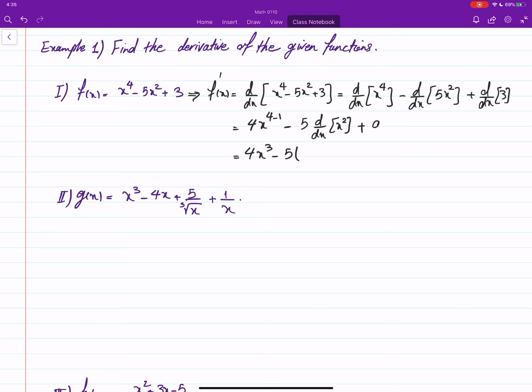Derivative of x squared, power rule, nx to the power n minus 1. 2x to the power 2 minus 1. And then plus 1. I don't need that plus 1. Well, then let's simplify this thing, like minus 10x. That's what we have.